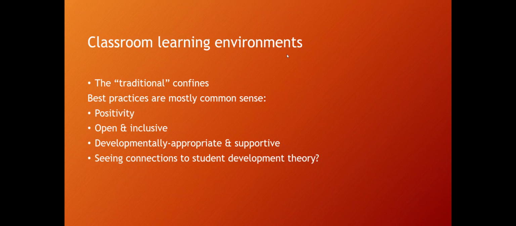But I want to pause for a second and talk about developmentally appropriate and supportive environments, because I really think this strongly connects to what we delved deeply into when we started talking about student development theory, and I'm hoping you're starting to draw some interconnectivity there. So, for example, if you're teaching entirely first-year college students versus entirely graduate students, obviously there's going to be some developmentally appropriate considerations you need to make for that setting.